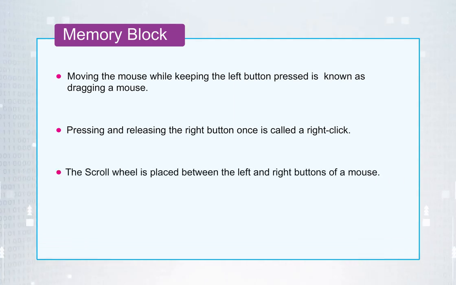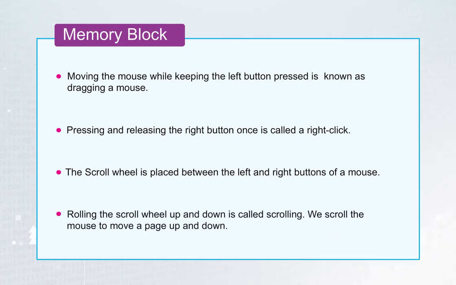The scroll wheel is placed between the left and right buttons of a mouse. Rolling the scroll wheel up and down is called scrolling. We scroll the mouse to move a page up and down.